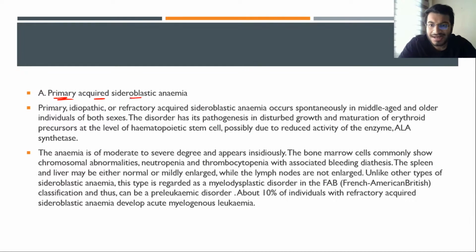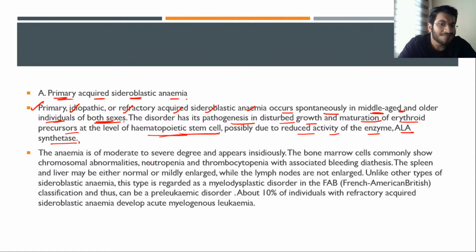The primary acquired sideroblastic anemia. First of all, primary is idiopathic or refractory acquired sideroblastic anemia that occurs spontaneously in middle-aged and older individuals of both sexes, right? The disorder has its pathogenesis in disturbed growth and maturation of the erythroid precursors at the level of hematopoietic stem cells, possibly due to the reduced activity of the enzyme ALA synthase, right?